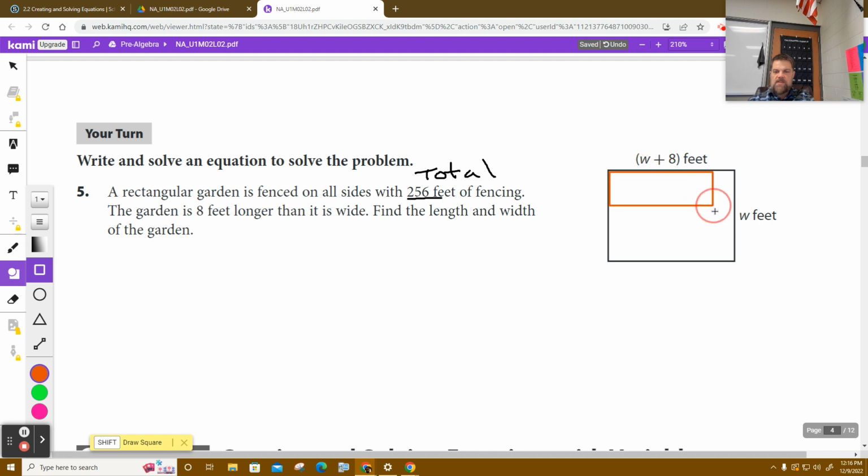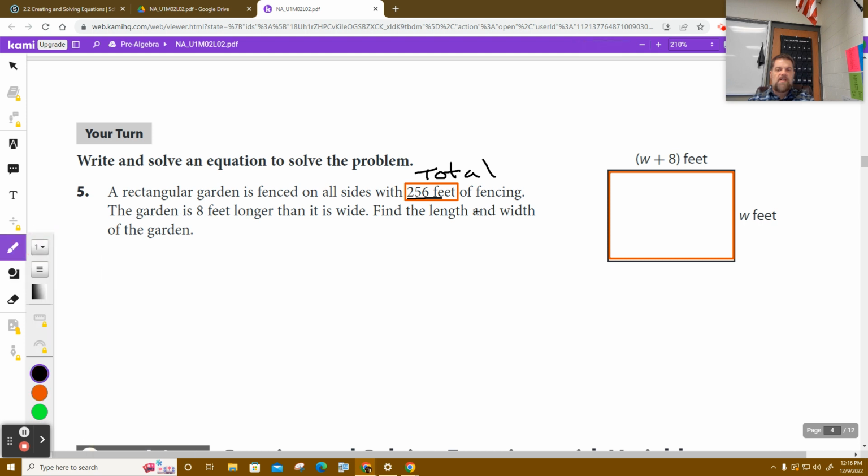has a fence around it. So when they say total, they're talking about the length. This is the fence. This little orange box, if I were to disconnect that, that whole thing would be 256 feet, okay, of fencing. Then it says the garden is 8 feet longer than it is wide. Okay, so this is the length, and this is the width.